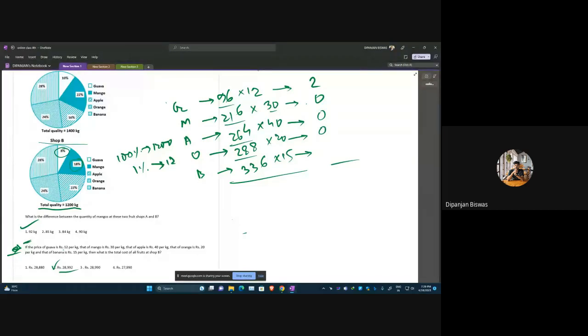Here is also 0. Again in here, 5 into 6, so you will get 30. So 0 in the unit digit. If we add all the data, you will get 2 as the unit digit for the summation. And only one option has 2 in the unit digit. Okay, so option number 2 is the correct answer. I hope it is clear now.